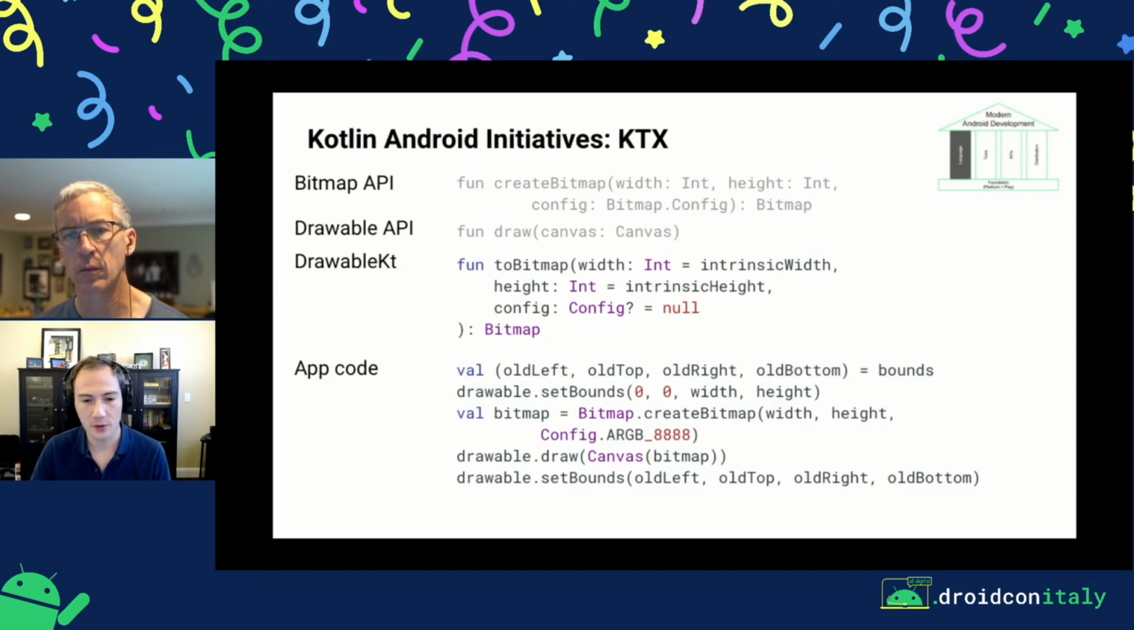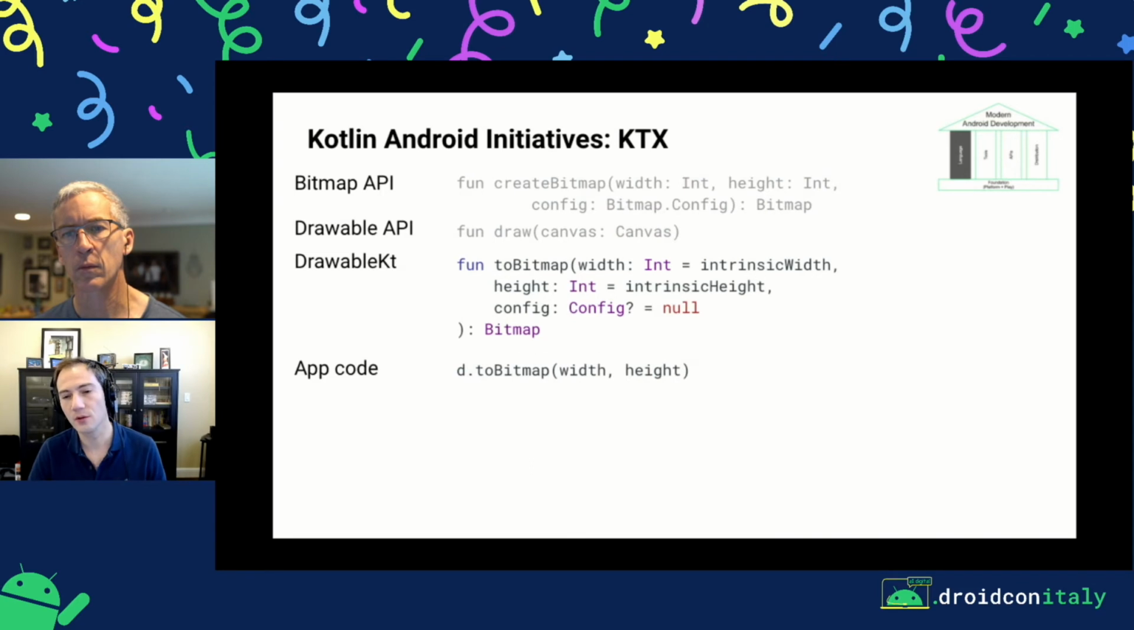But with this extension function, all the code that we saw at the bottom that you put in your app just turns into this. So you just call drawable.toBitmap, you pass the width and the height you want, and those are optional if you just want to use the intrinsic width and the intrinsic height, and that's it. So much easier, much simpler, and makes great use of Kotlin programming language features.